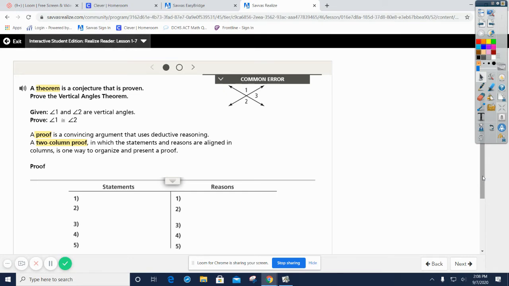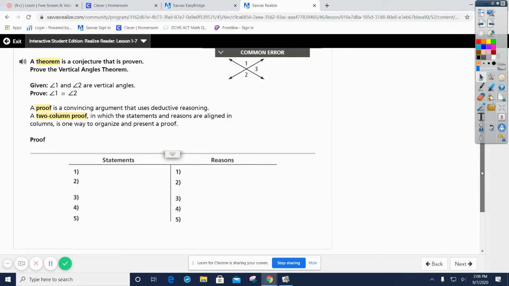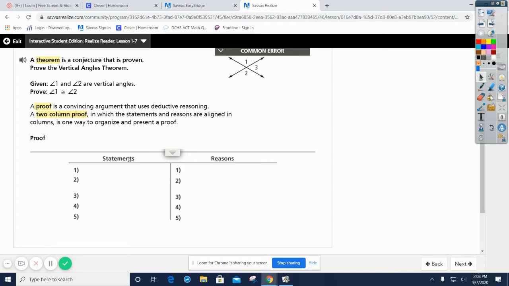And then a two-column proof is exactly what it says. It has two columns, and it's a proof. The first column is statements, and the second column is the reasons for each one of those statements. Now, again, they have one of those little drag down things here, so I like this. So what are we trying to prove here? Well, first of all, you always got to have a given. That's over here. You've got a given, and it says angle 1 and angle 2 are vertical angles. That's given to you. And we're trying to prove that angle 1 is congruent to angle 2.